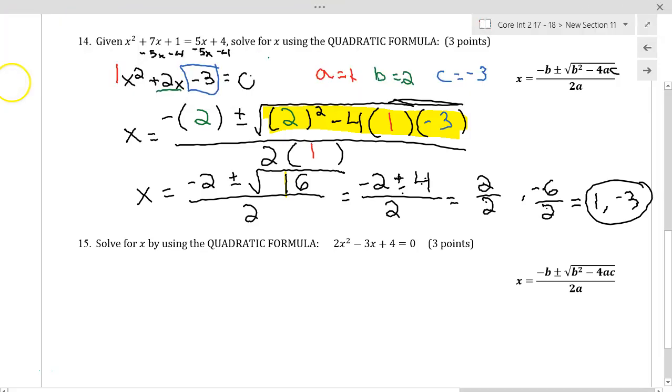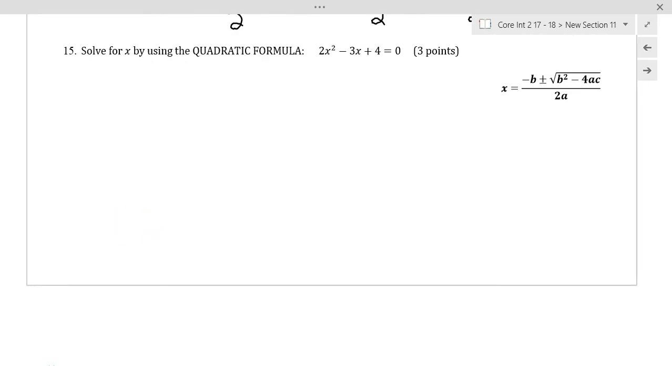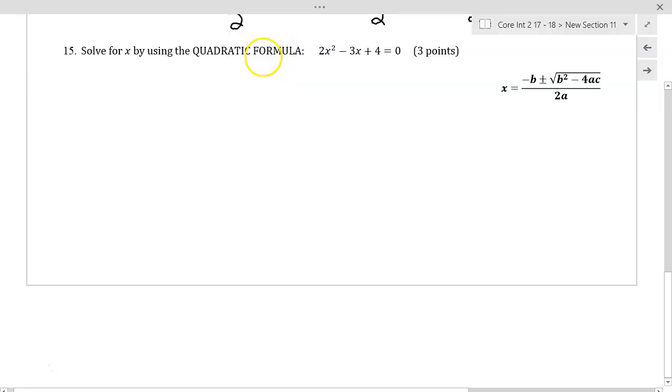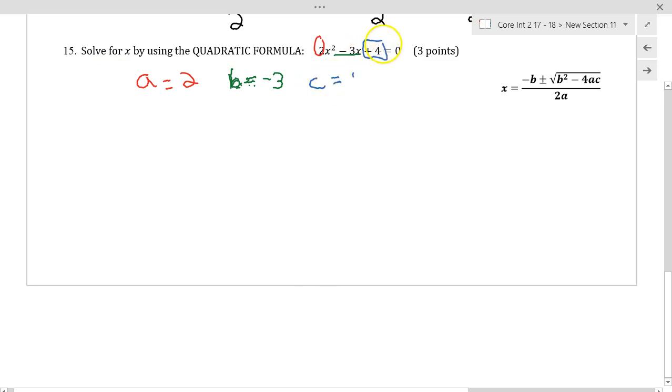All right, looking at number 15. Solve for x by using the quadratic formula. 2x squared minus 3x plus 4 equals 0. Well, this one is already in standard form. A equals 2, B equals negative 3, C equals 4.